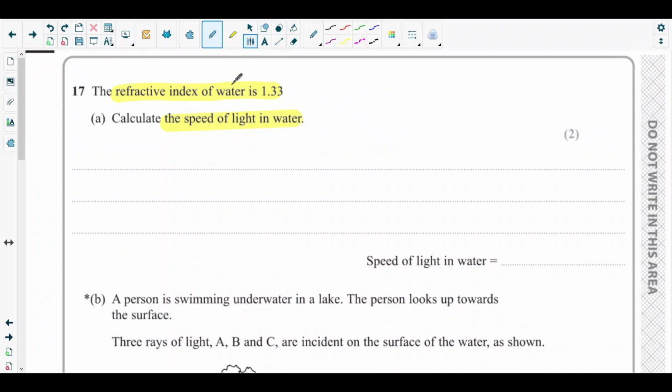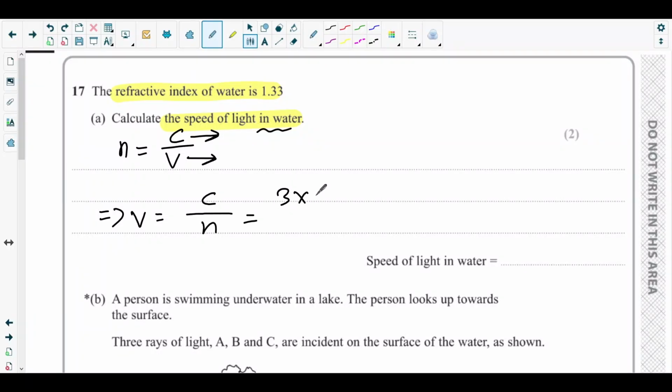Basically we have to use the formula relating the refractive index and speed of light. This is nothing but this formula, n equals c over v, where c is the speed of light in vacuum and v is the speed of light in a specific medium. Here the specific medium is water. So we have to make v the subject. So v equals c over n.